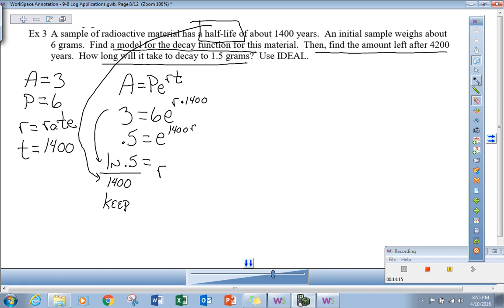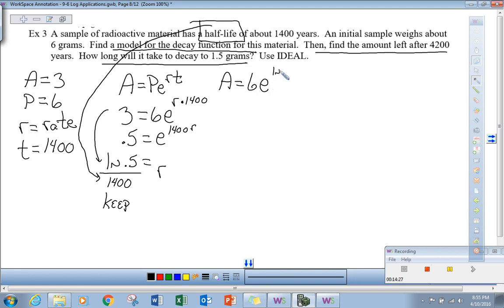So here comes my model. My model, the amount at any time as we go, is going to be 6e to the natural log of 0.5 over 1,400 t. There's my model. Now let's go on and answer their questions.